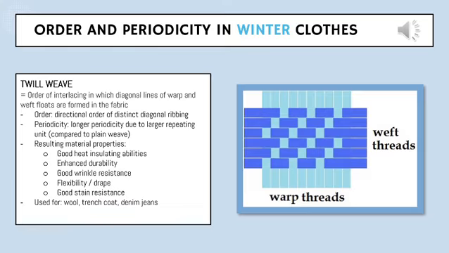Now look at the order and periodicity in winter clothes. The weaving method commonly used is twill weave, which is an order of interlacing in which diagonal lines of warp and weft are formed in the fabric, as we can see in the picture. The order is a directional order of distinct diagonal weaving, and it has longer periodicity due to a larger repeating unit compared to plain weave. This results in good material properties, such as good heat insulating abilities, enhanced durability, good wrinkle resistance, flexibility of drape, and good stain resistance. This is commonly used for wool, trench coats, and denim jeans.